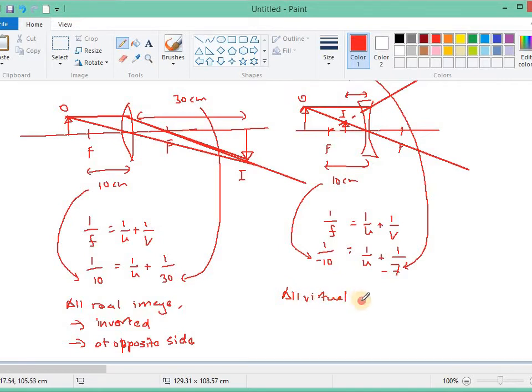All virtual images are upright and also on the same side as the object. So this is a very important characteristic for lens. All real images are inverted at the opposite side, all virtual images upright on the same side. This applies for both lenses. Don't care whether it is a convex lens or a concave lens. It's the same.